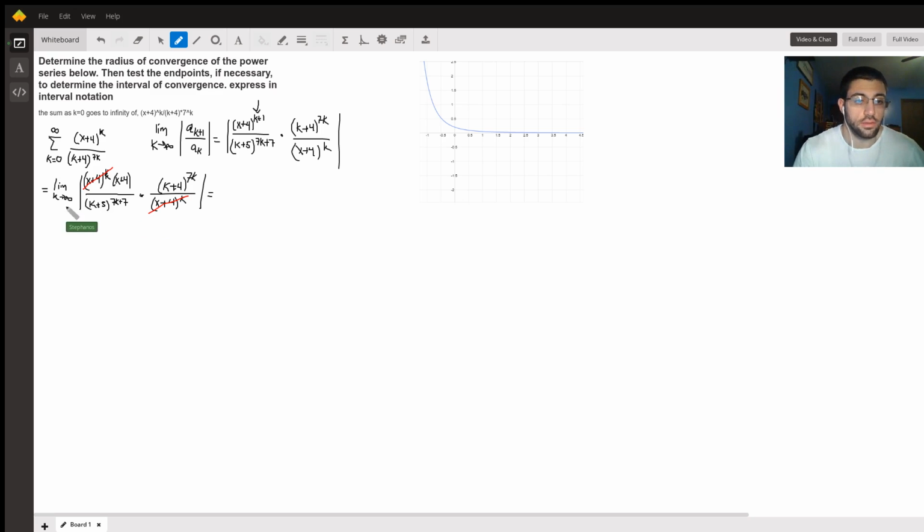So you can go ahead and rewrite this. Now notice we have limits as k going to infinity. Anything that's not k can come out. So it's an absolute value, so we'll pull out the absolute value of x plus 4. And now we'll have our k's in here, which will be this thing. And then the bottom, k plus 5 to the 7k plus 7.